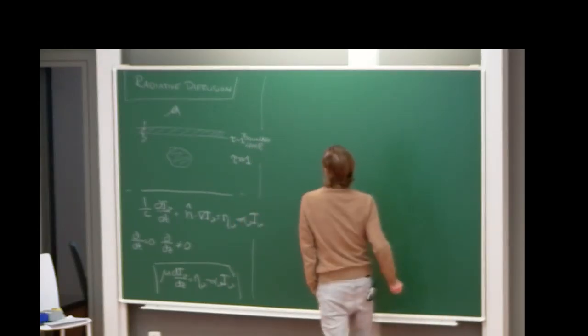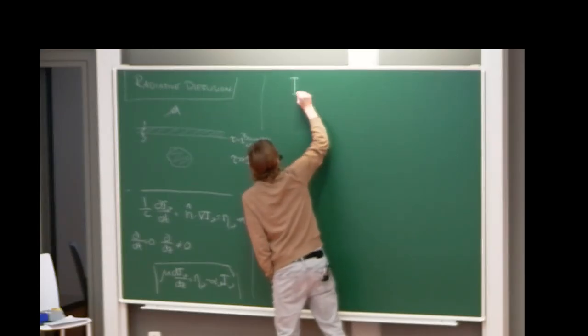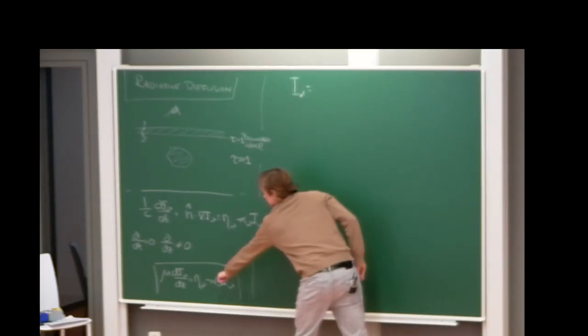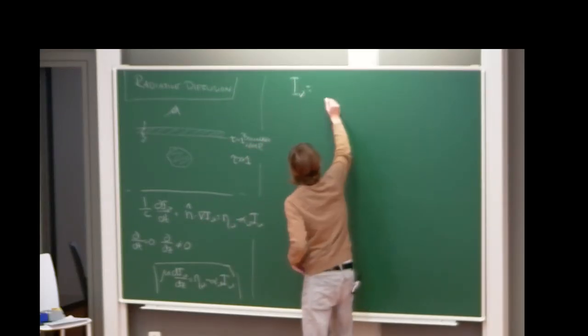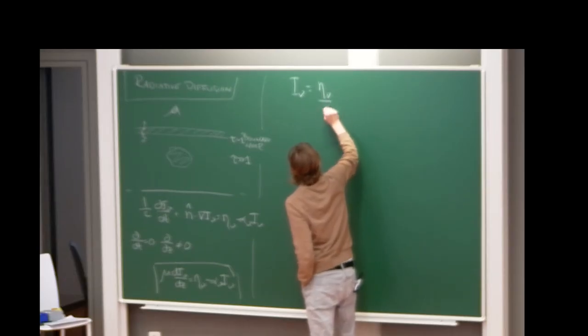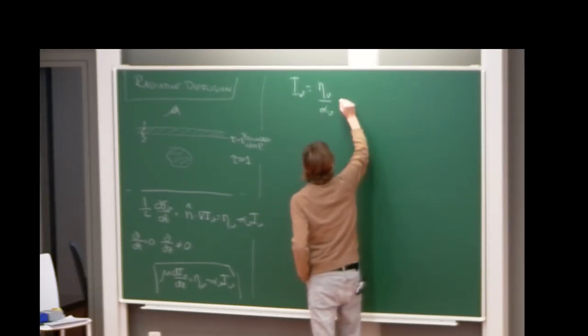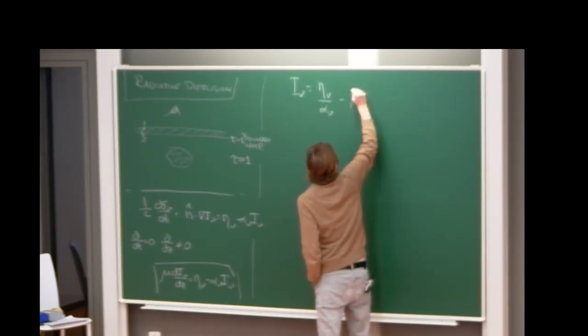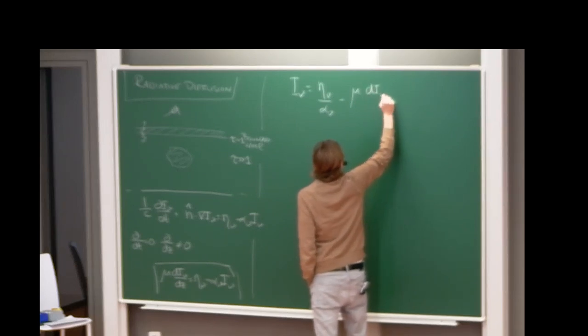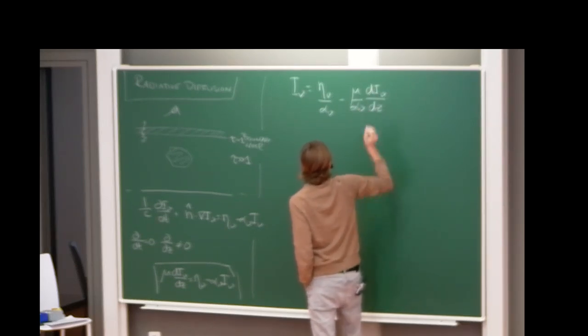We're going to just rearrange this equation a little bit. I'm just going to move over I nu there, and then you see that it's eta nu divided by alpha nu, minus mu dI nu d tau, and then we have an alpha nu here.